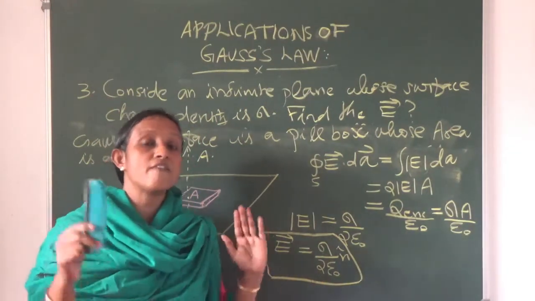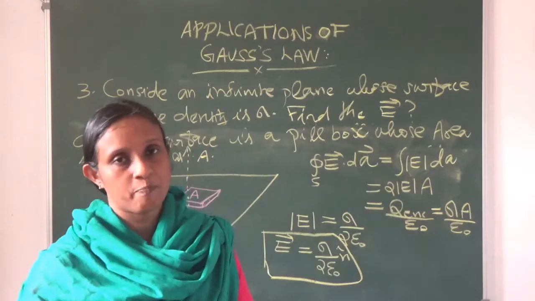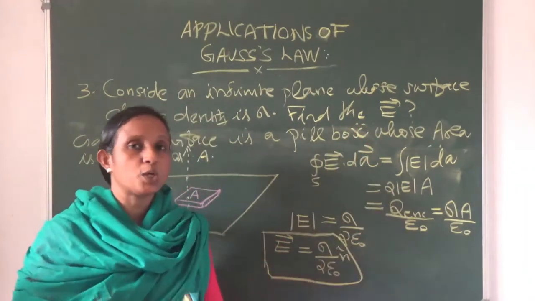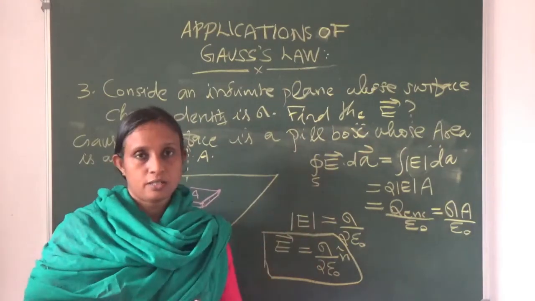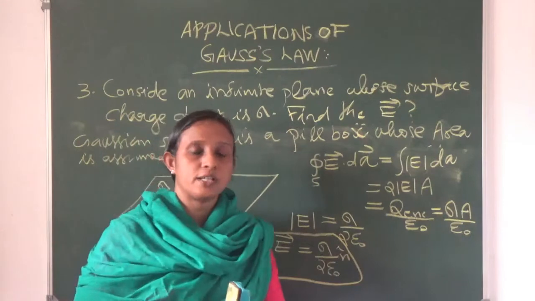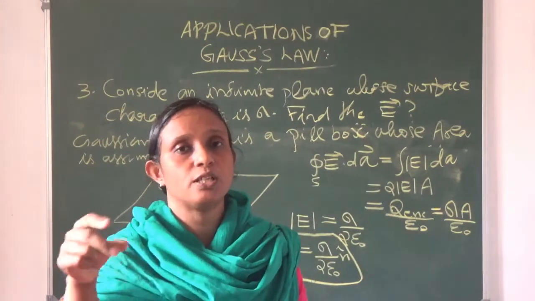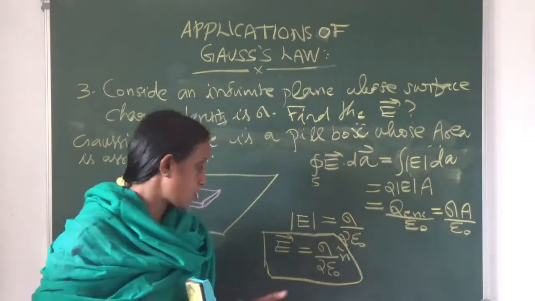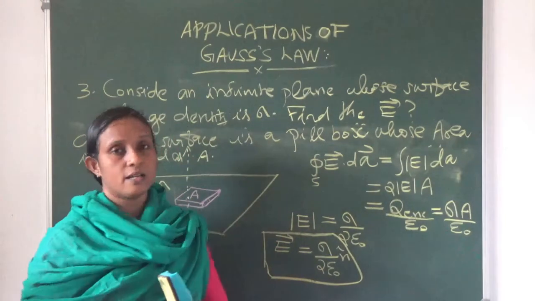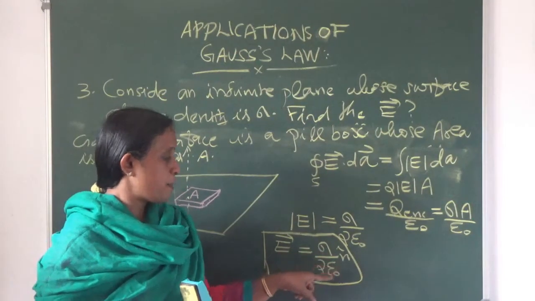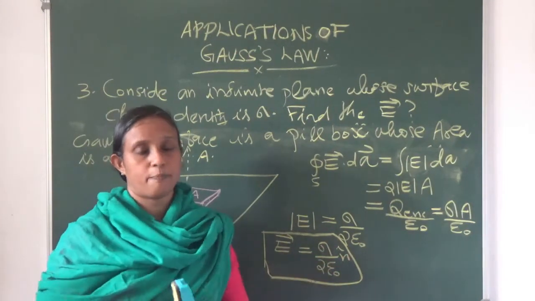This means that the electric field due to an infinite plane is a constant. As you move away from this infinite plane, the effect is only that more area of the plane is included at that point. There is no other change. So there is no influence of the distance from where you have to find out the electric field. Electric field due to an infinite plane is a constant. It is given by sigma by 2 epsilon 0 n cap.